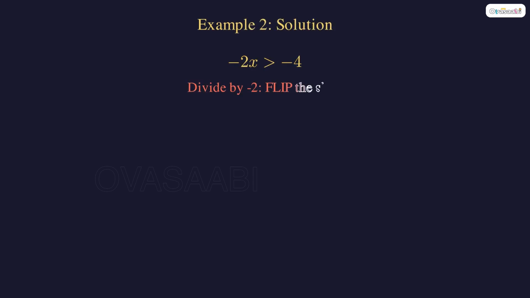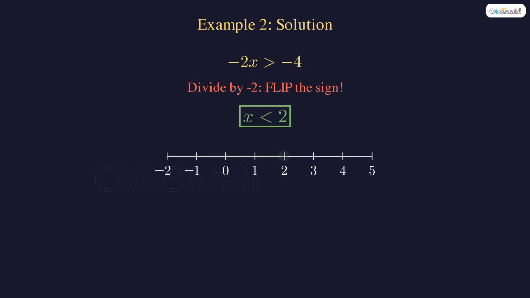Divide by negative 2 and flip the sign. x is less than 2. On the number line, draw an open dot at 2 because it does not include 2, then shade left.